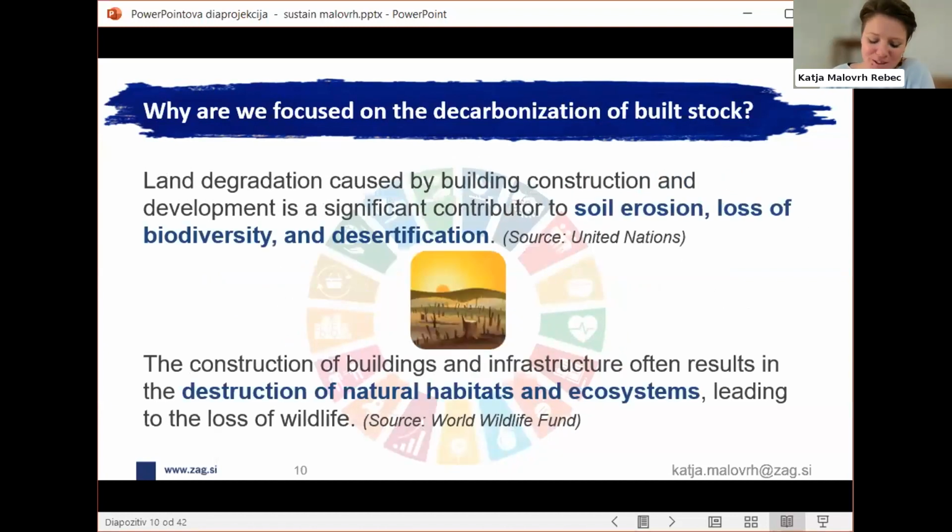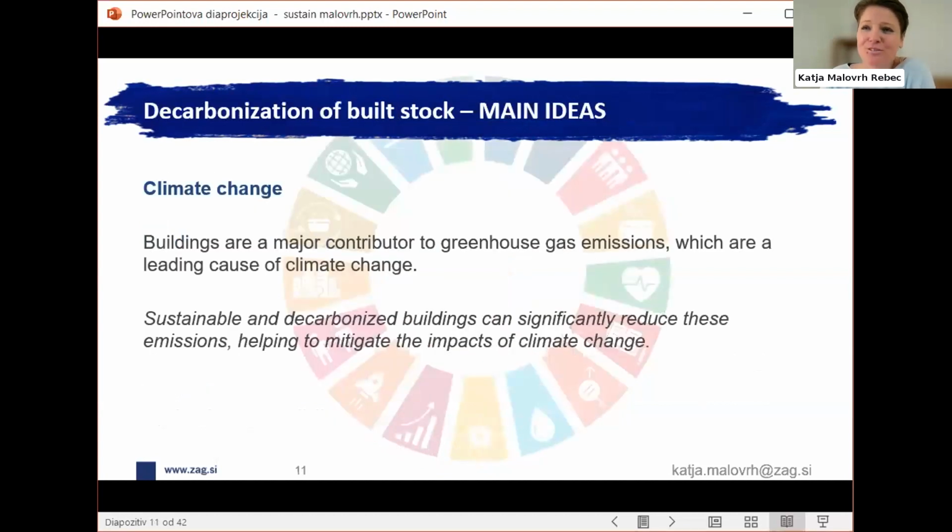And also, as you already know, the building construction sector can significantly contribute to soil erosion, loss of biodiversity, and also we destruct natural habitats and affect ecosystems in a really bad way. So those are, let's say, reasons why to look into this topic more thoroughly. And now maybe some main ideas we are focusing on.